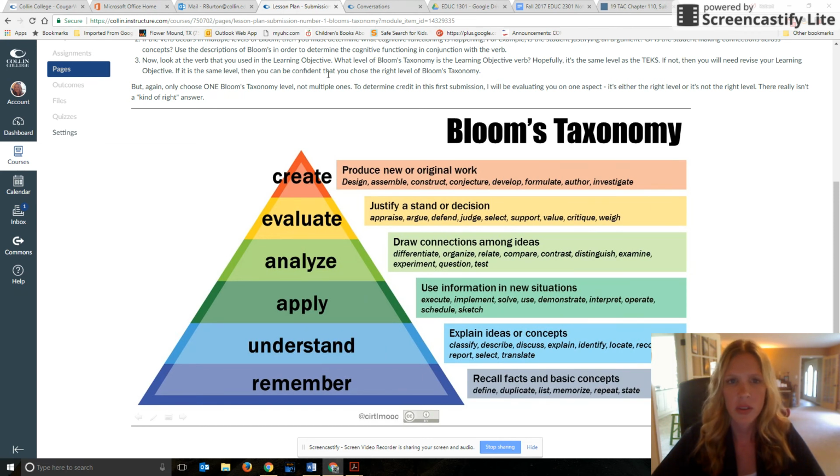I wrote this in the text up here, but just remember, it's kind of implied that in order for you to analyze, let's say, the text, you do have to be able to understand it and recall some of the details. So these other levels of thinking may be present, but what we're looking for is the highest level of thinking that's present within that learning objective or that TEK.